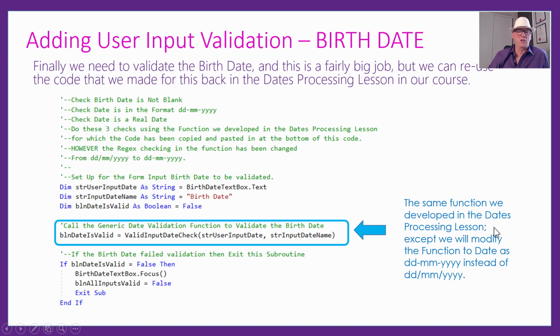We're going to have to make a slight change, as you'll see in a minute, for it to cope with dashes. And then after it's done that function and done these 3 checks of the date, if it passes back that it's false, that must mean there's some problem with the date. We're just going to set all inputs valid equals false, that something's wrong, we're not ready to write out to XML because something's wrong with one of the inputs, and we're going to exit from this subroutine, okay, and not do any more checking.